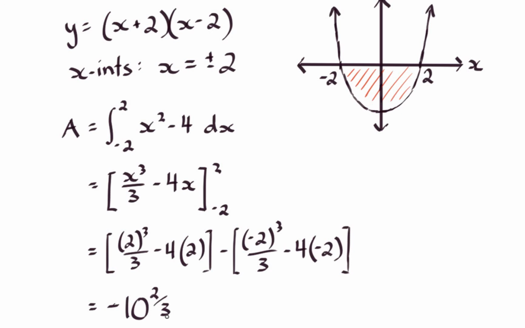How can area be negative? Well, of course area can't be negative. It's always a physical quantity. You either have no area or you have some positive area. But what we've just seen here is that because the area was located underneath or below the x-axis, our integral value was negative. So how do we account for that when we are specifically asked to find an area? So we can't write -10 and 2/3. That's the integral value, but not the area.